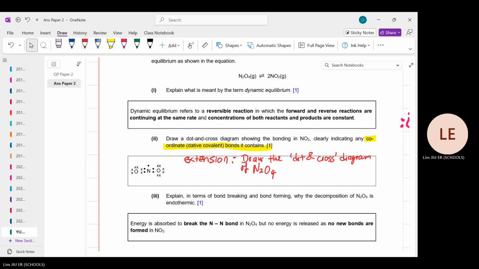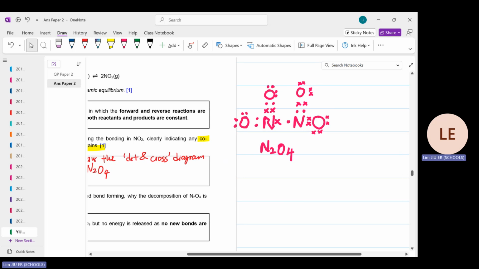Okay, let's see. How would you draw your N2O4? If you look at the equilibrium, N2O4 is actually two NO2, right? So it's just the combining of my N and N together. I combine my N and N together, I get my N2O4. Your N did not explode. So it's just two NO2 combining together. Okay, let's move on.